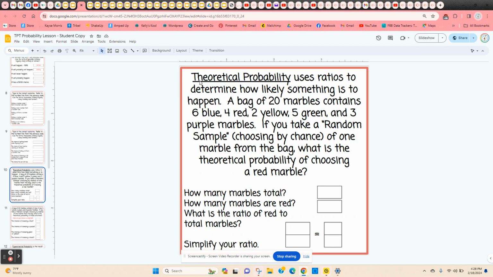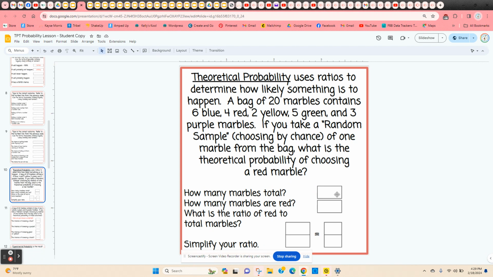Now we're going to explain theoretical probability. So this uses ratios to determine how likely something is to happen. So for example, you have a bag of 20 marbles. There's 6 blue, 4 red, 2 yellow, 5 green, and 3 purple. You're going to take a random sample, which means just choosing by chance, of 1 marble from the bag. So what is the theoretical probability of choosing a red?